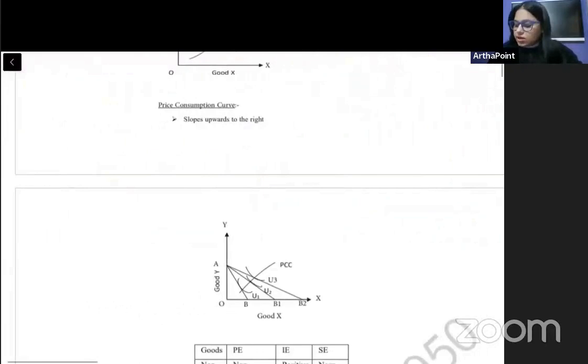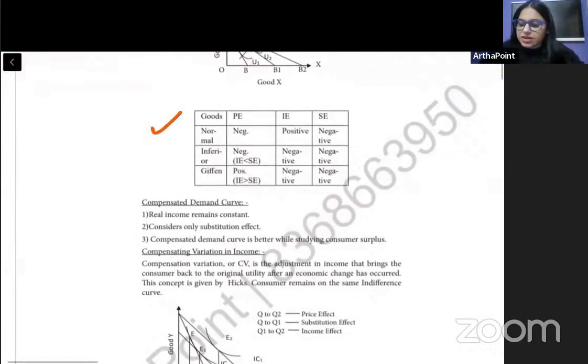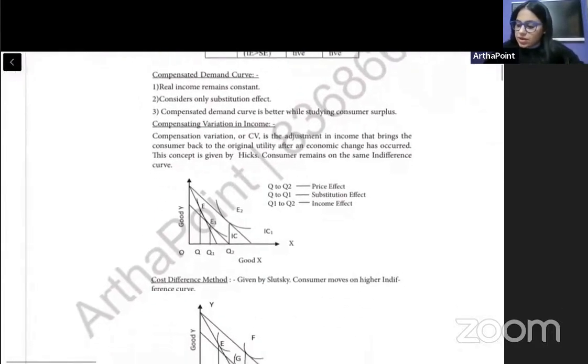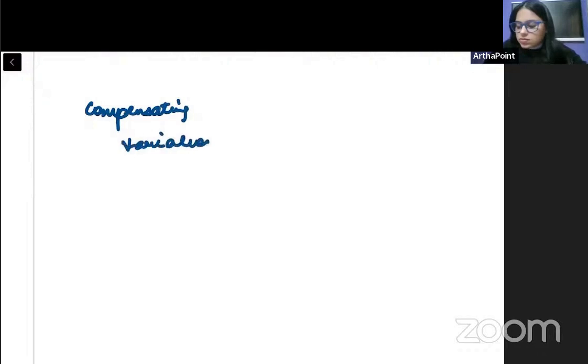Okay. Now this box I have explained you last time, so I'm not repeating this box again. Just go through it. Acha, now this is very, very important, and I have given you a numerical on this also. This is what is compensating variation versus equivalent variation.